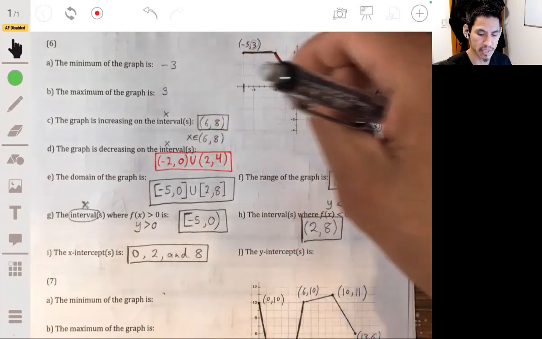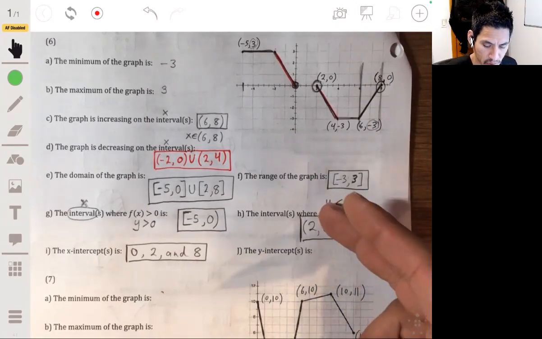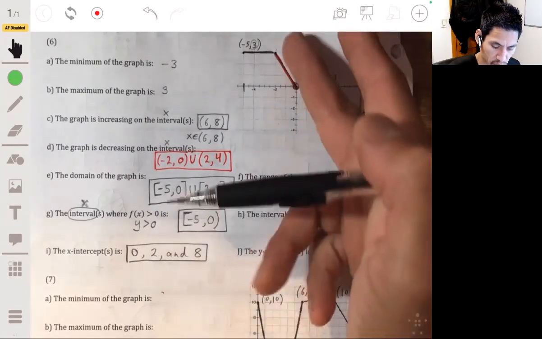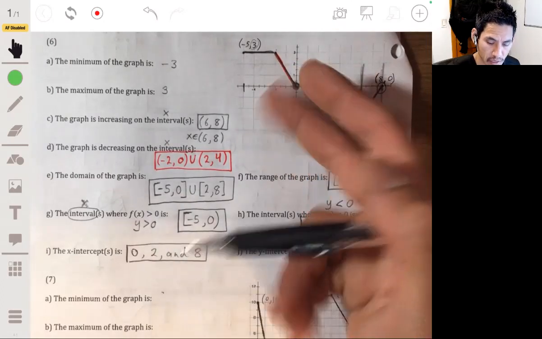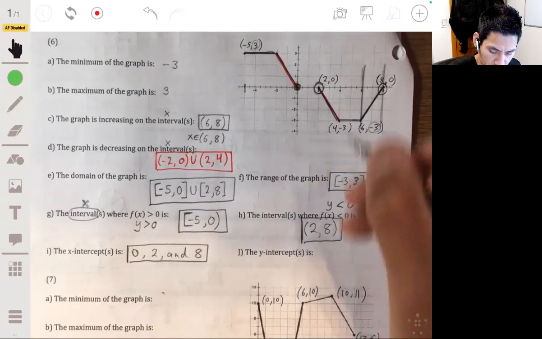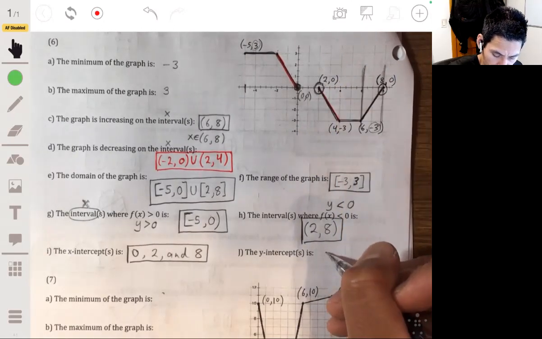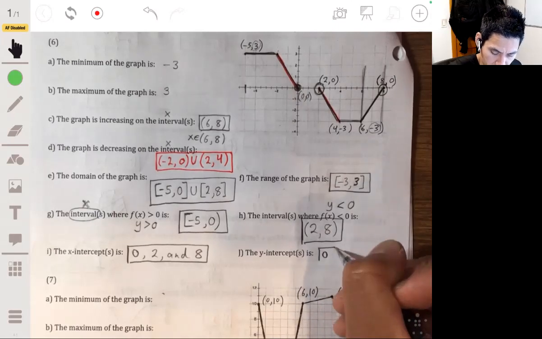X-intercepts, remember, is when it crosses the x-axis. And the y-intercept, when the graph crosses the y-axis, there's only one point here. And again, we write the y-coordinate, which is at the origin, so 0, 0. We just have to put 0. Y-intercept is 0.